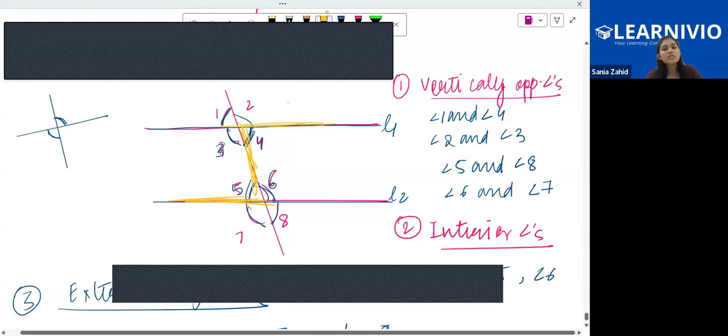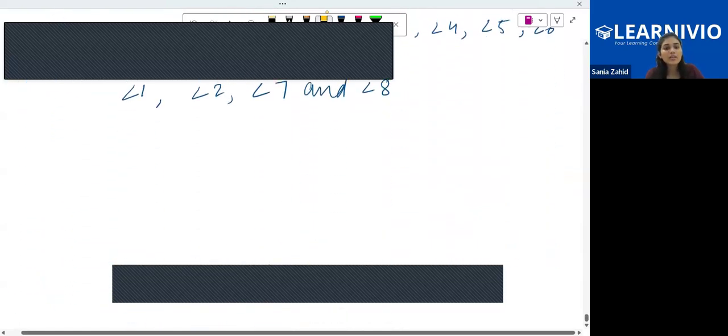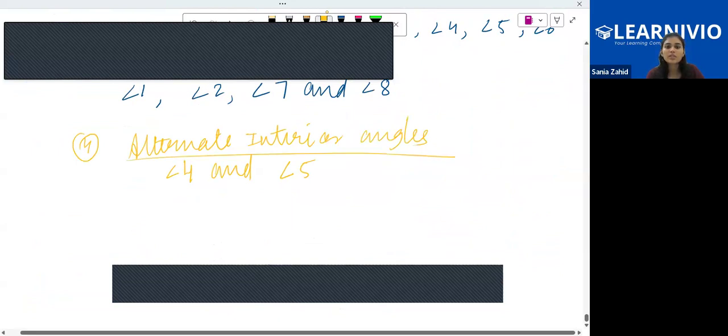Okay. So the angles which lie on the Z, they are interior. See, angle 4 is also an interior angle. Angle 5 is also an interior angle. But they are being formed on a Z. So angle 4 and angle 5, they are what kind of angles? Alternate interior angles. Do you understand? Yes, ma'am. They are alternate interior angles.